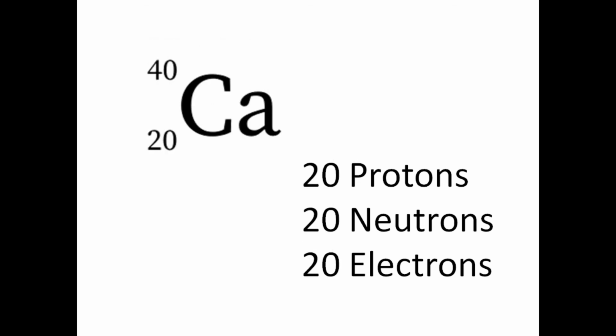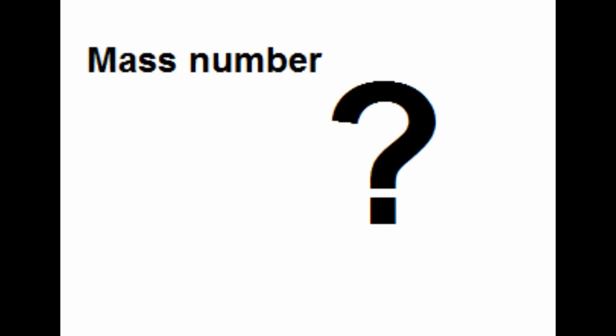For calcium, it is 20 protons. The atomic number is 20. And remember, the atomic number is the same thing as the number of protons. 20 protons, 40 minus 20 is 20 neutrons, and given that no reaction is taking place as yet, 20 protons equal 20 electrons. Very good.